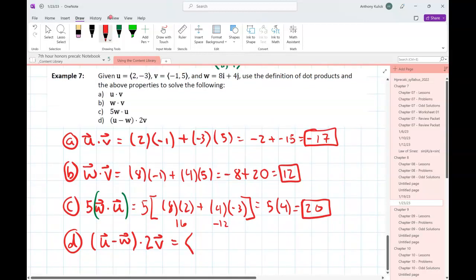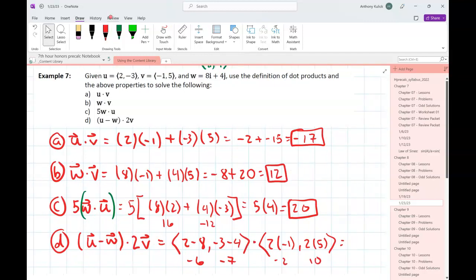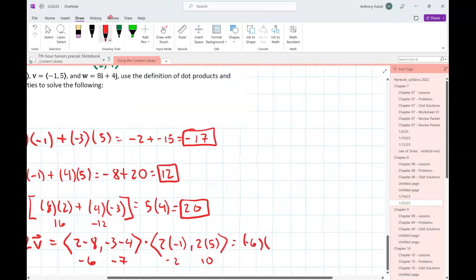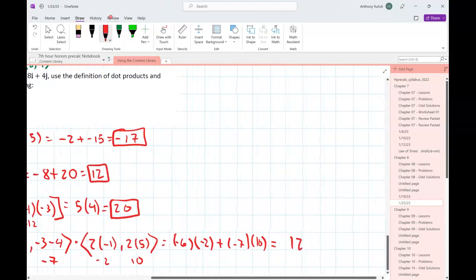Okay. So u minus w is going to be 2 minus 8, negative 3 minus 4. Oops, that's going to be a dot. And then 2v is going to be 2 times negative 1, 2 times 5. So if I do that dot product, I'm going to have negative 6 times negative 2 plus negative 7 times 10. So that's going to be 12 minus 70, or negative 58.